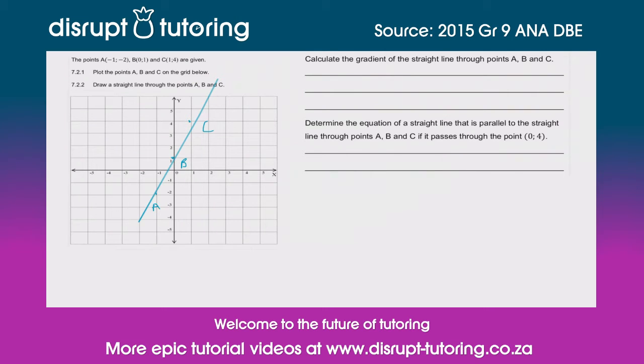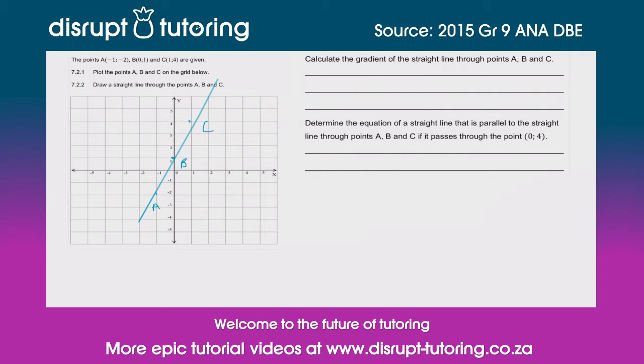Now they've said to us, calculate the gradient of the straight line through points A, B, and C. So how would we do that? Okay, what do we mean by gradient? Gradient means the rise over run. So it's how steep the line is, either moving upwards or downwards. So we can see here that we've got a positive slope that's going to be fairly steep, and the answer is going to be positive because we are sloping upwards. We're climbing up the mountain, all right?